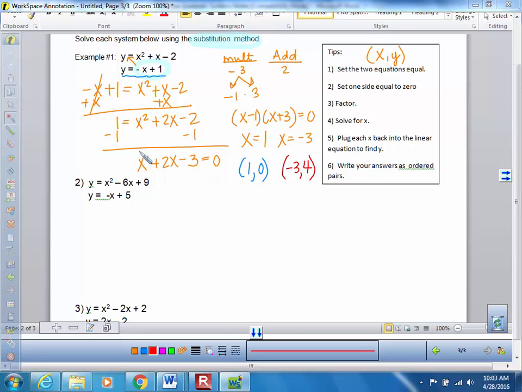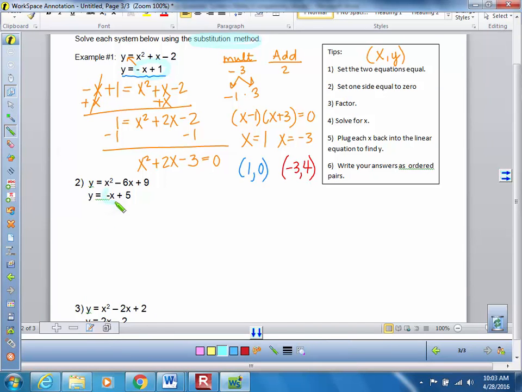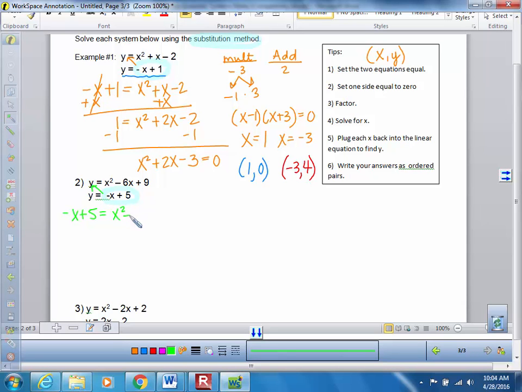So let's try number 2 now. So in number 2, I'm going to take what y is equal to, negative x plus 5, and I'm going to put it in the place of y. So I'm going to get negative x plus 5 equals, and then I'm just writing down x squared minus 6x plus 9. So basically we just set the two equations equal, if you want to remember it that way.